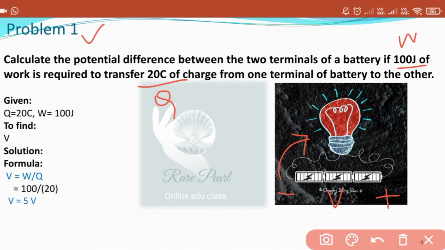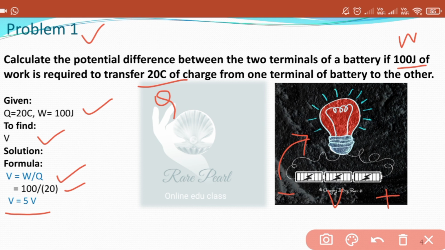So what data is given? W and Q are given, and we need to find the potential difference. The relationship between V, W and Q is given by V is equal to W by Q. On substituting the values of W and Q, we get 100 by 20. And we know that V is equal to 5 volt.